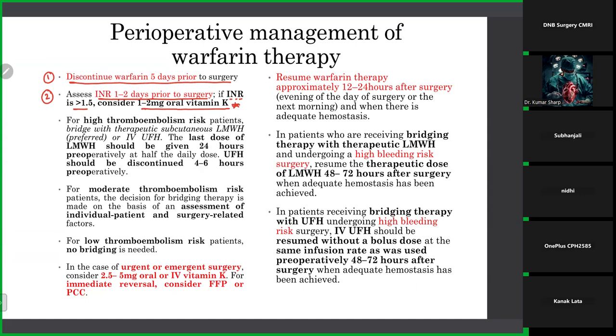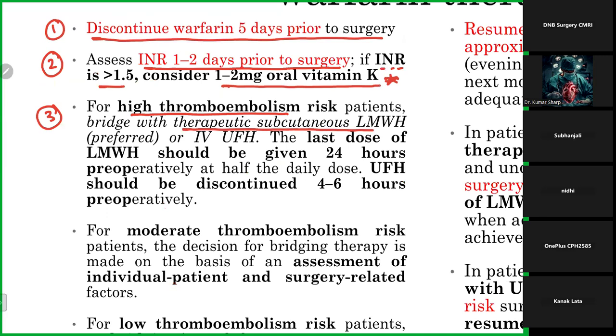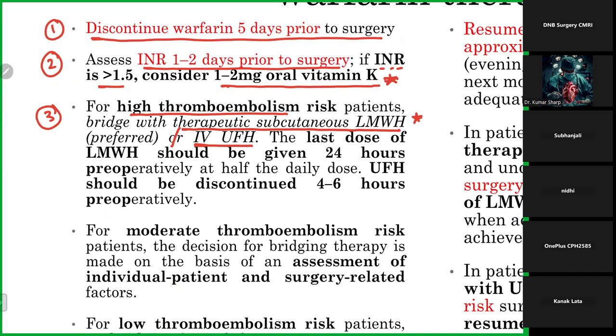Point number three, for high thromboembolism risk, we have to bridge with a therapeutic subcutaneous dose of low molecular weight heparin or an IV unfractionated heparin. Low molecular weight heparin is much more preferred in this case. The last dose of low molecular weight heparin should be given 24 hours preoperatively at half dose. If we are using unfractionated heparin, it should be discontinued 4 to 6 hours preoperatively.